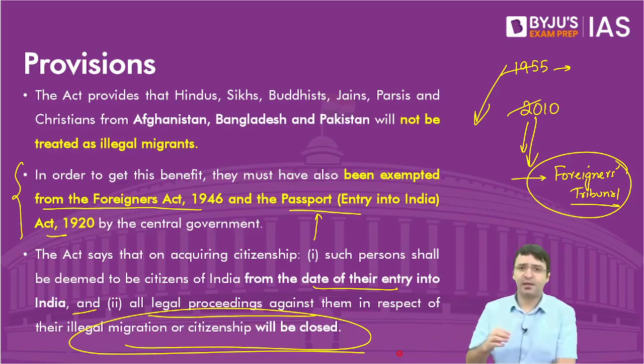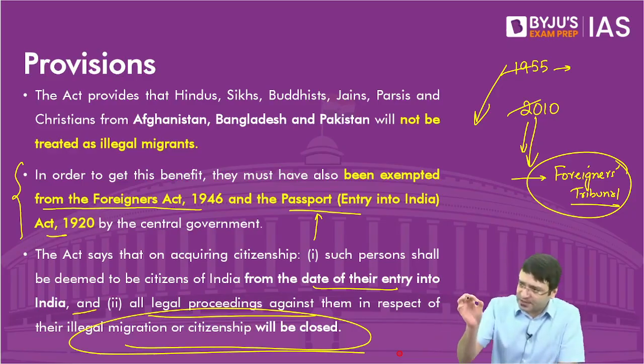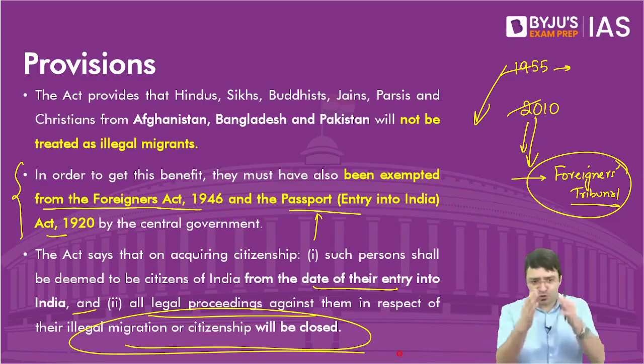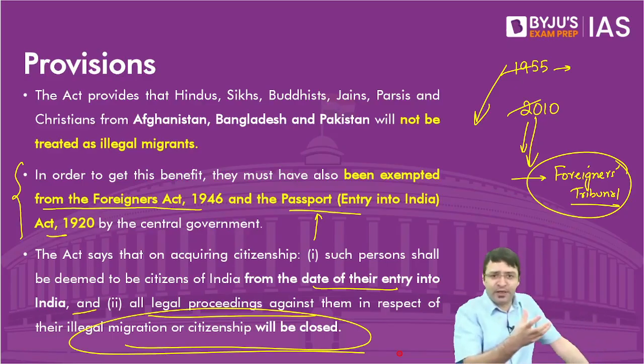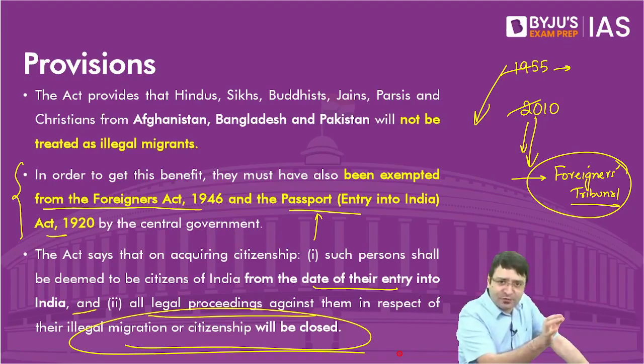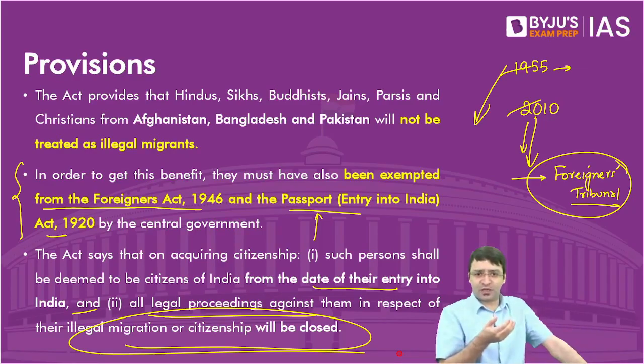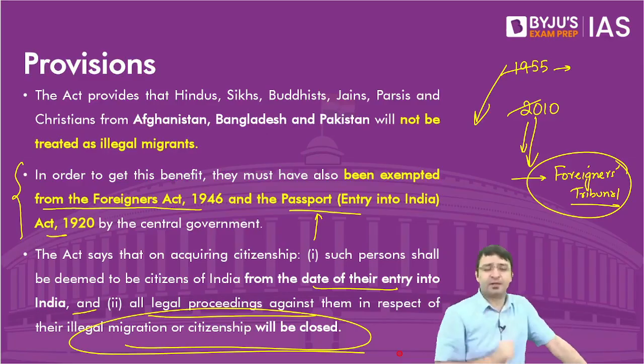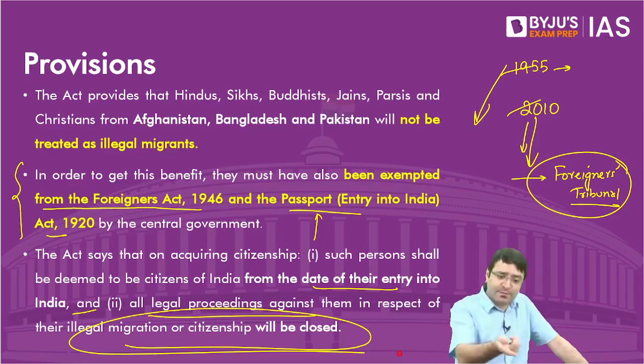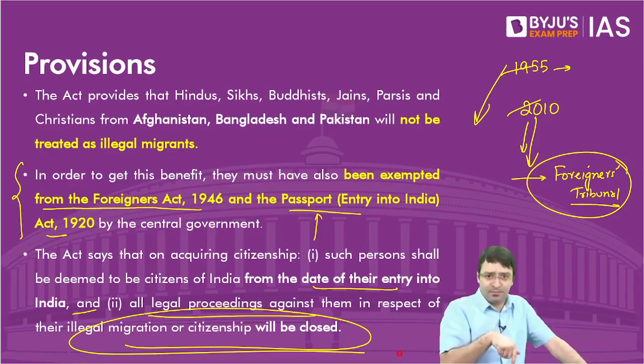What does this law say? If you are from Pakistan, Afghanistan, Bangladesh, and you belong to the 6 religious minorities of these countries, which means you are Hindus, Christians, Sikhs, Buddhists, Jains, Parsis, and if you have come to India on or before 31st December 2014, you are not illegal migrants. We will not call you illegal migrants. When you are not illegal migrants, you are eligible for citizenship, because legal migrants are eligible for citizenship. Illegal migrants are not. That means you can apply for citizenship.